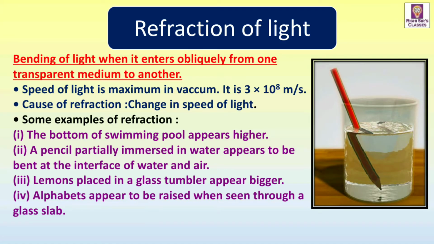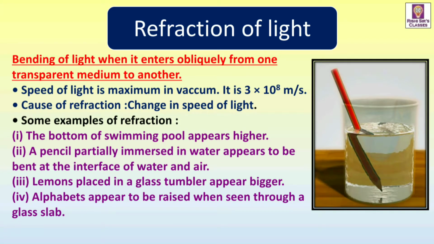Now we will learn about the refraction of light. Bending of light when it enters obliquely from one transparent medium to another is called refraction of light. Now how does the bending of light take place, what is the cause? The cause is the change in the speed of light as it moves from one transparent medium to another transparent medium. The speed of light gets changed, and the speed of light is maximum in vacuum, that is 3 × 10⁸ meters per second.